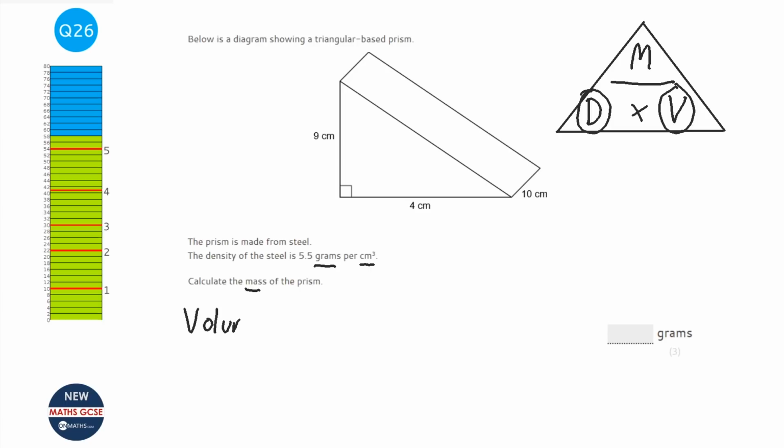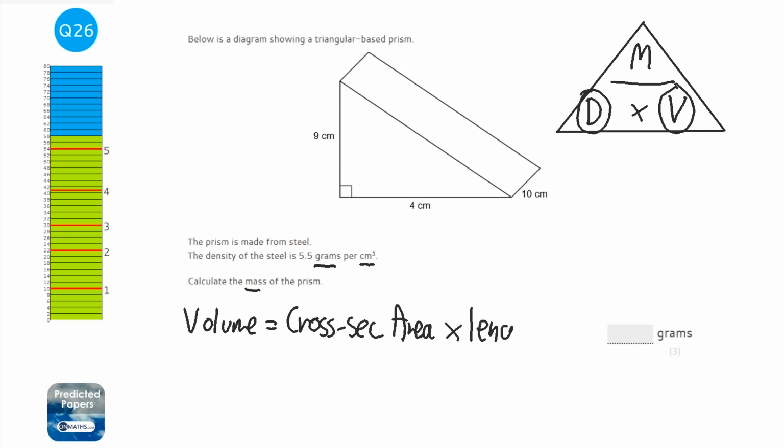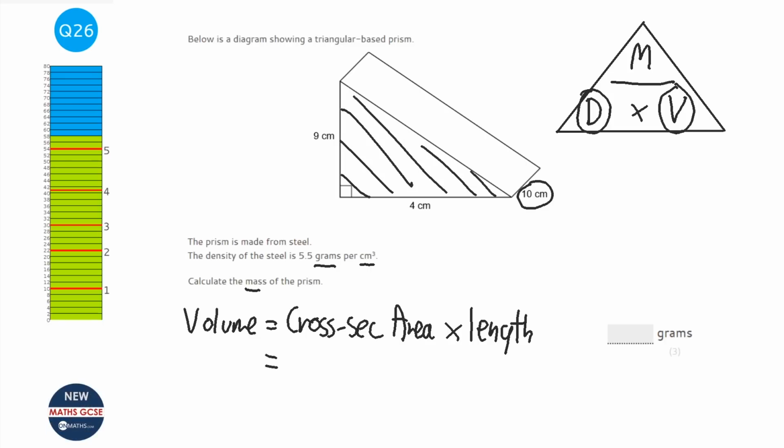So to work out the volume of any prism, it's the cross-sectional area times the length. And some people call the length something else, but the length is basically how 3D the prism is. So the length is this one here, and the cross-sectional area is the area of this triangle here. So it's the area of the triangle. We've got the base, which is 4, and the height, which is 9. So it's half times base times height, and then we're going to times it by the length, which is 10.